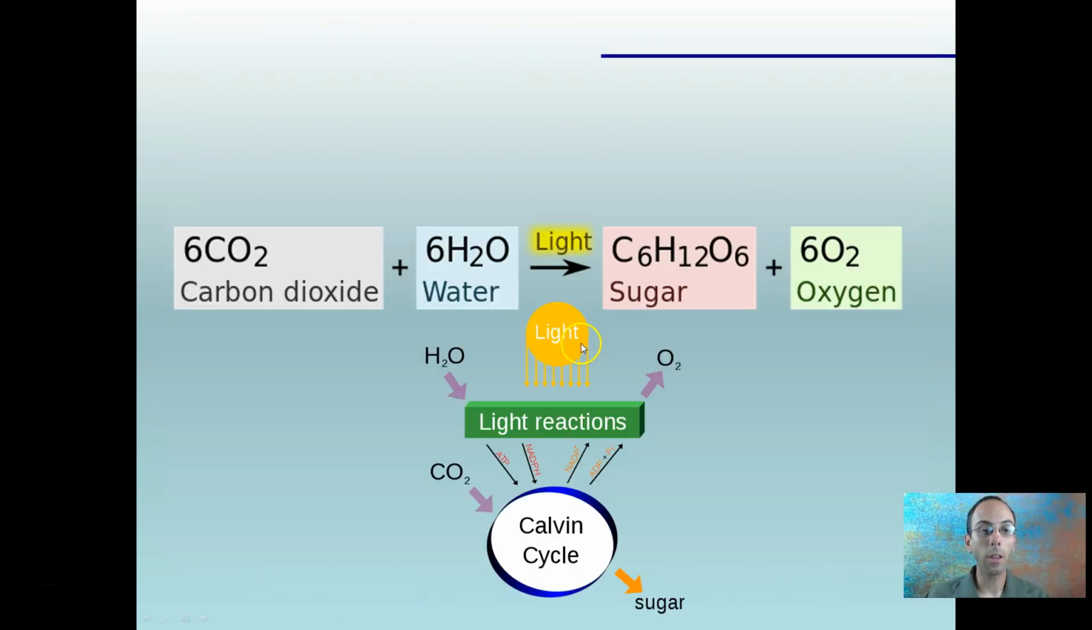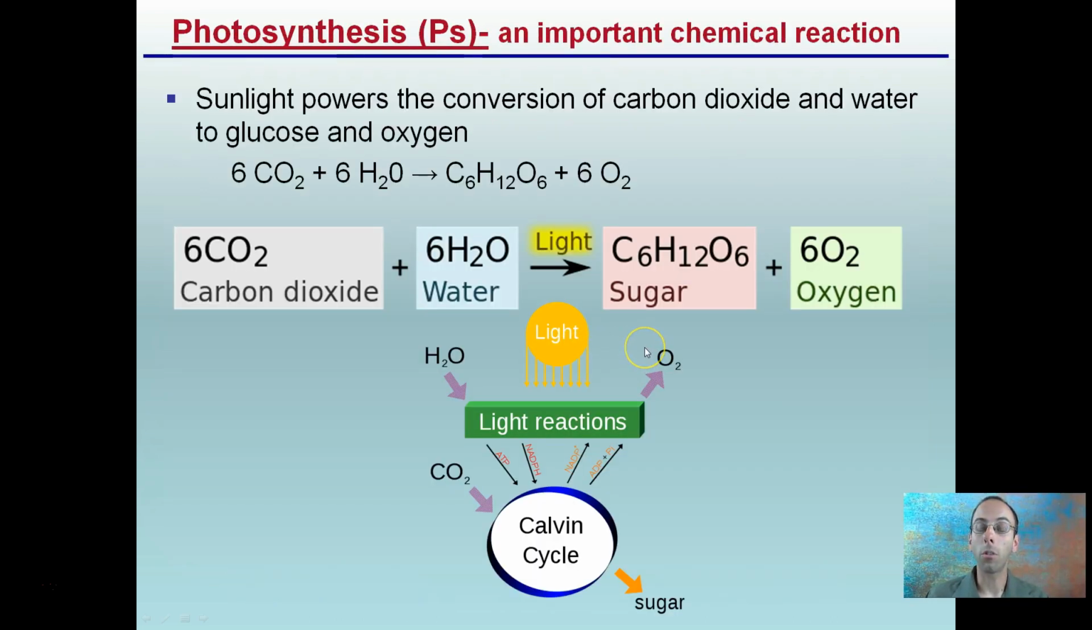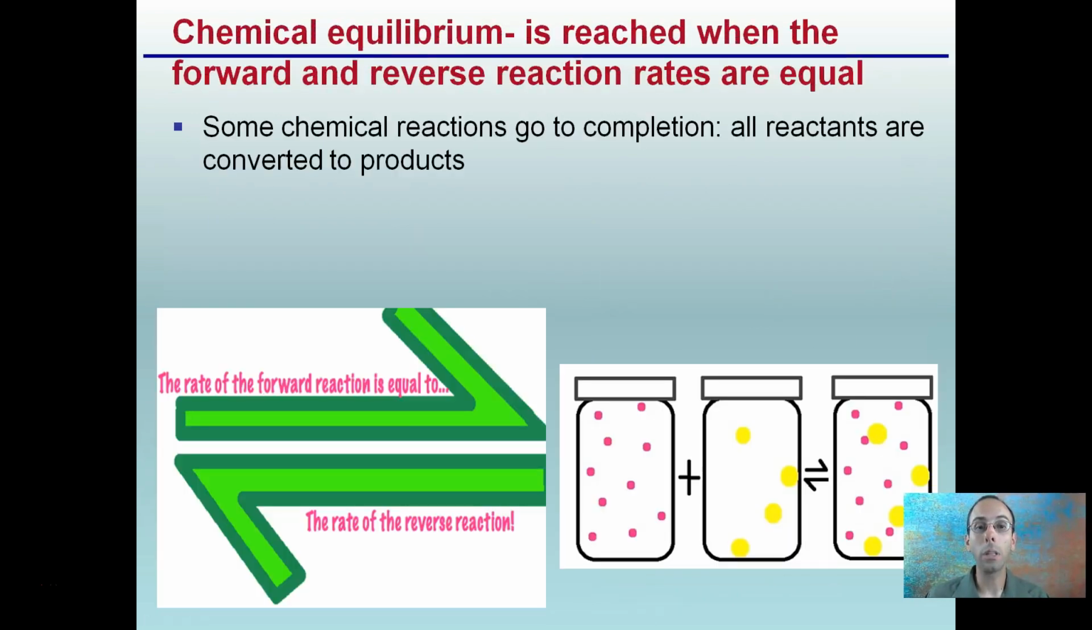Something related to biology, we have photosynthesis, which is a very important chemical reaction. Here, sunlight powers the conversion of carbon dioxide and water to glucose and oxygen. And we see our reactants on this side with the arrow pointing one direction to our products, which is sugar and oxygen.